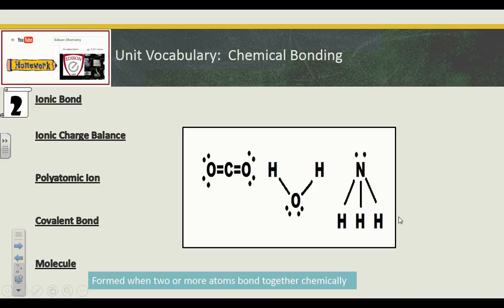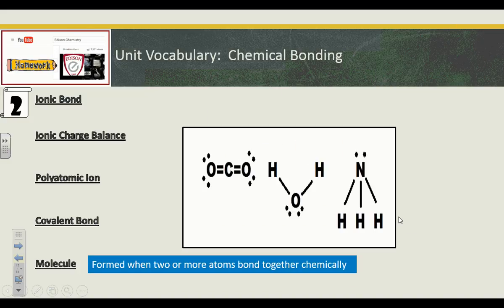A molecule. Well, there's many billions and trillions out there. We figured we'd pick 2 or 3 simple ones. Molecules are formed when 2 or more atoms bond together chemically. It's a bit of an ambiguous argument. Is NaCl a molecule or a compound?